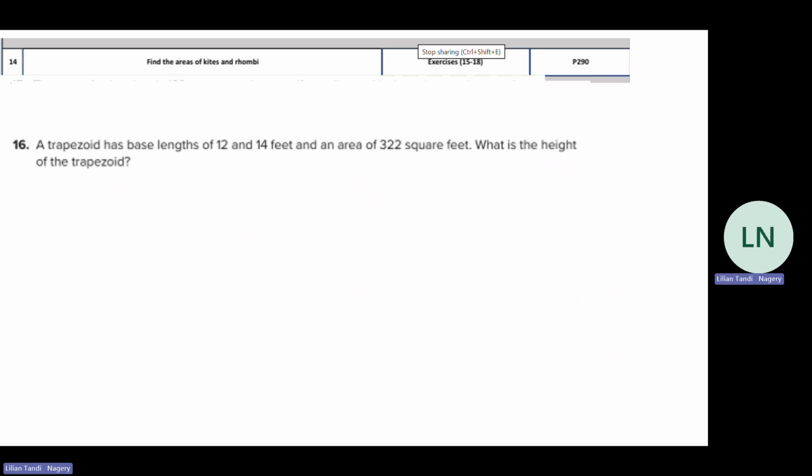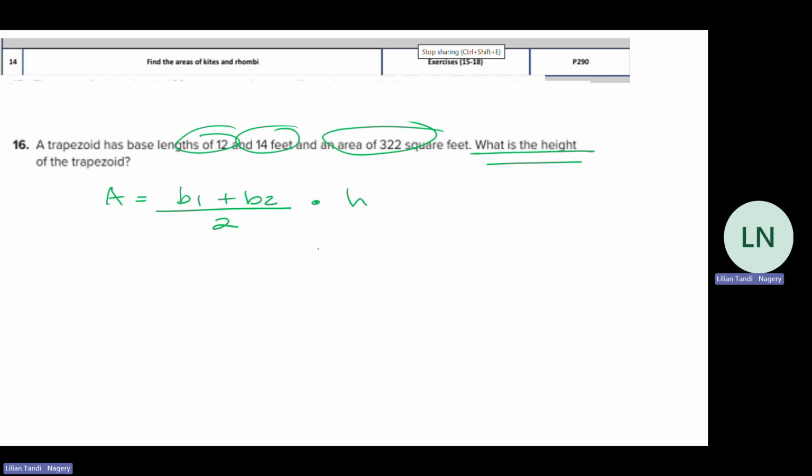Now we want to answer this question. It says we have a trapezoid. We know base and we know the area. We need to find the height. What is the height? I know the area. I know base 1 and base 2. So area equals base 1 plus base 2 divide by 2 multiply by the height.